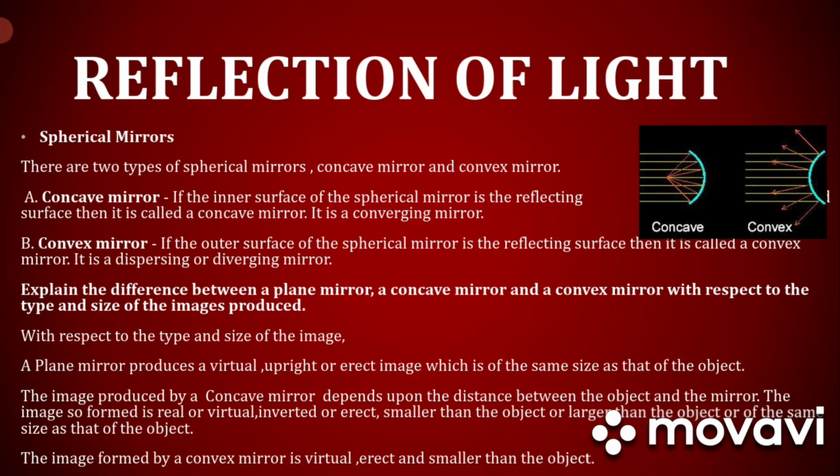The image produced by a concave mirror depends upon the distance between the object and the mirror. The image so formed is real or virtual, inverted or erect, smaller than the object or larger than the object, or of the same size as that of the object. The image formed by a convex mirror is virtual, erect, and smaller than the object.